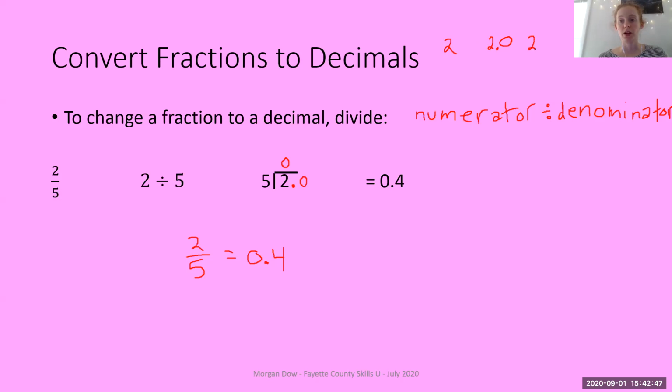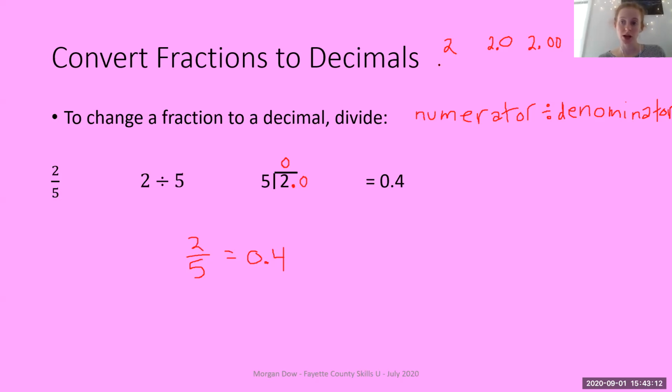or 2.00 or 2.000, right? I could keep going with my zeros there. But if you have a whole number, the decimal point and the zeros after the decimal point are always there. We just don't bother writing them all the time. So here I'm going to write them. I'm going to make use of them.